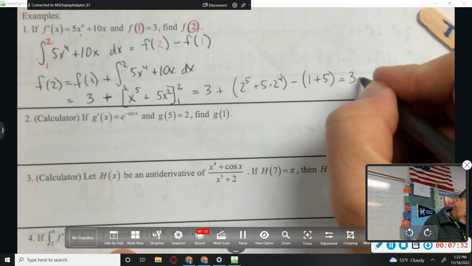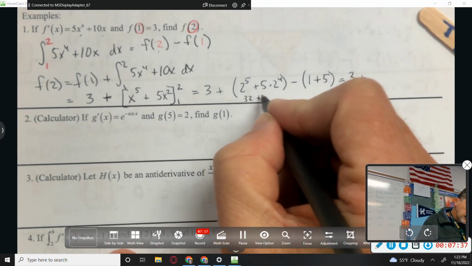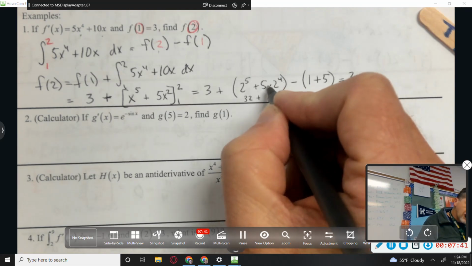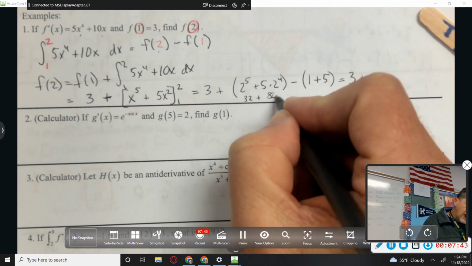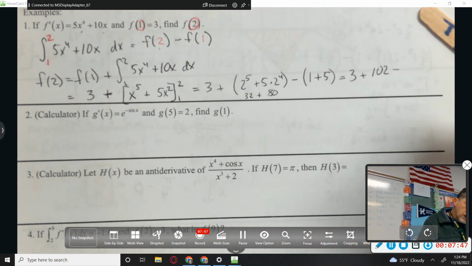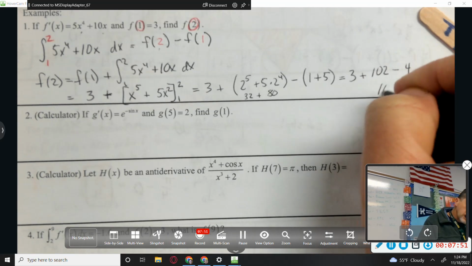Let's see, 3 plus 32 plus, let's see, 2 to the 4th is 16. 16 times 5 is 80. So 3 plus 102 minus 4 would be 101.